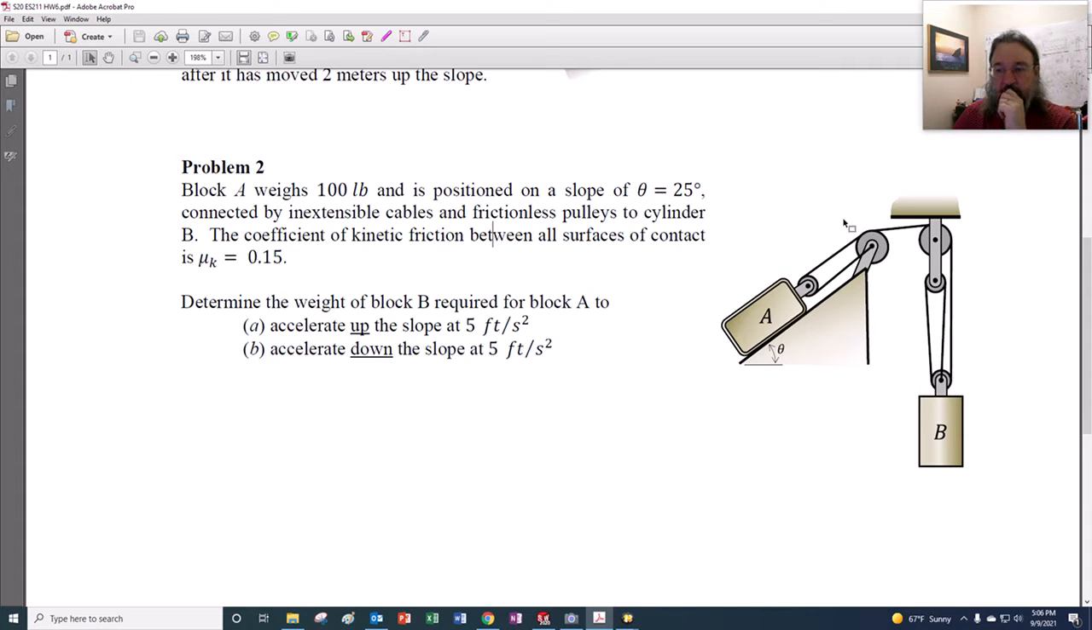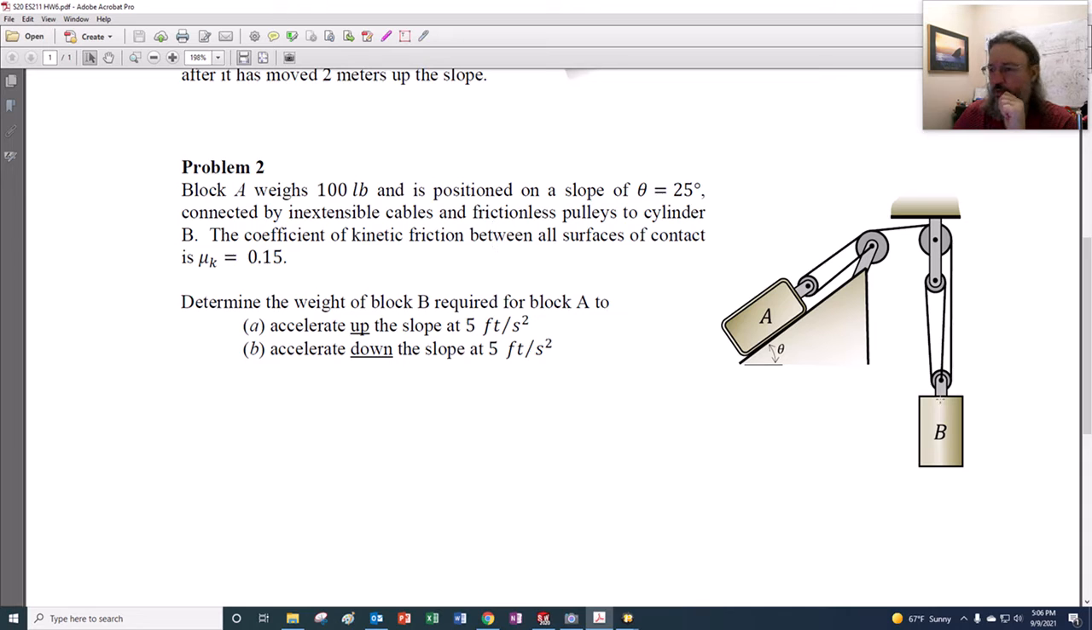And they're connected by pulleys and cables, and these are frictionless pulleys and massless pulleys, which just means that the tension everywhere in the pulley is going to be the same. And the coefficient of kinetic friction, so we're going to assume the thing moves, is 0.15.